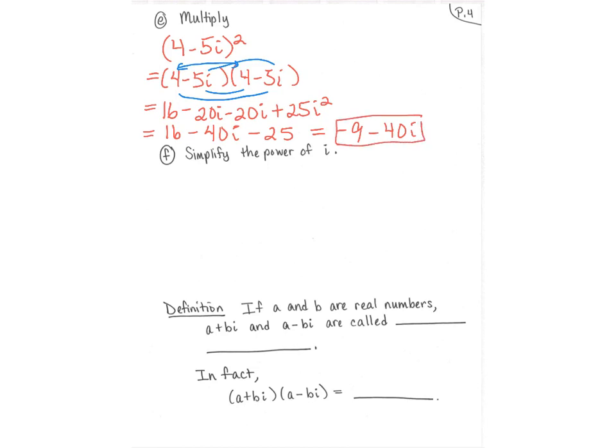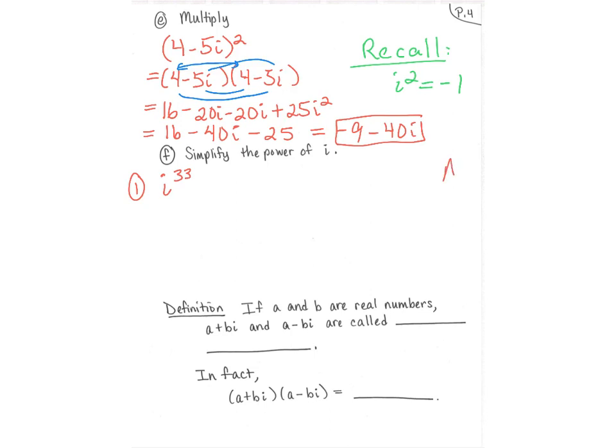So here you needed to recall i squared is equal to negative 1. Okay? Now, let's simplify powers of i. I'll go through two parts here. One, let's simplify i to the 33rd power.